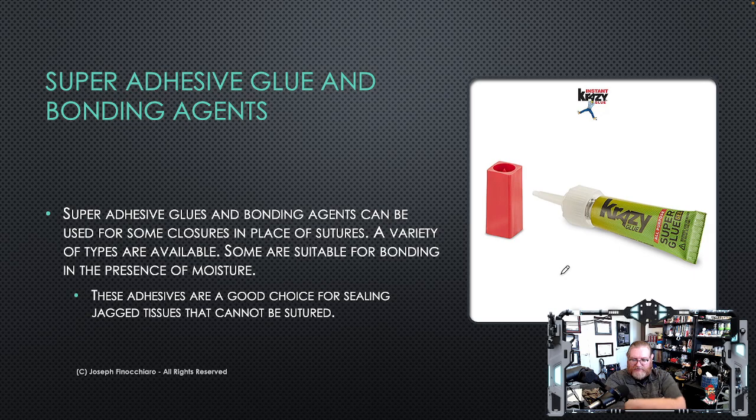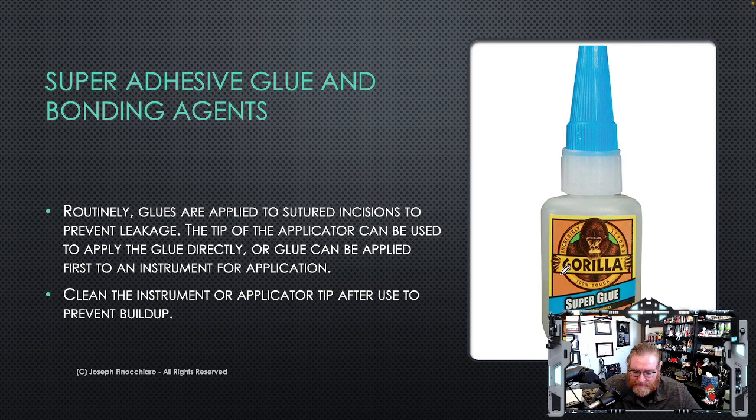So, super adhesive glue and bonding agents. Super adhesive glues and bonding agents can be used for some closures in place of sutures. A variety of types are available. Some are suitable for bonding in the presence of moisture. These adhesives are a good choice for sealing jagged tissues that cannot be sutured.